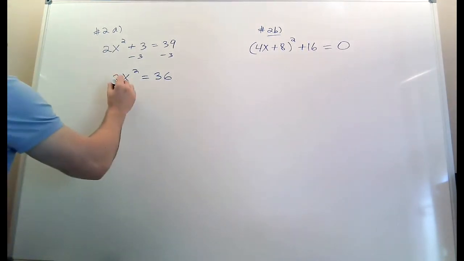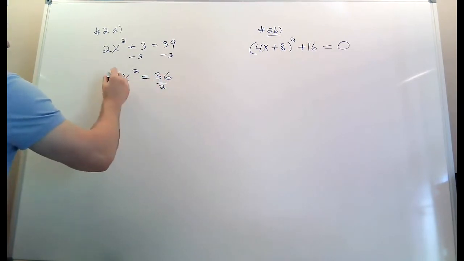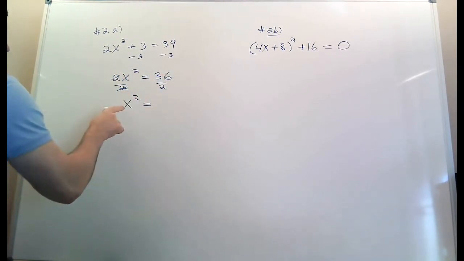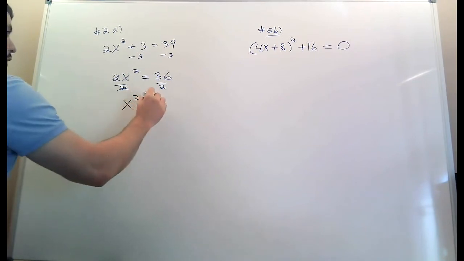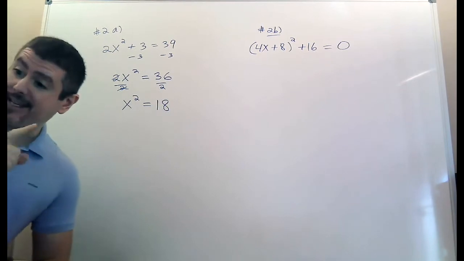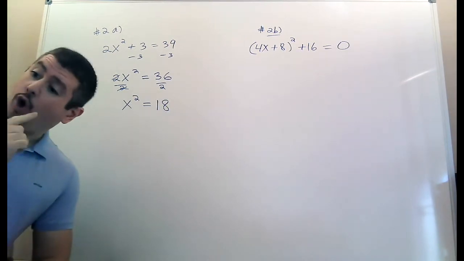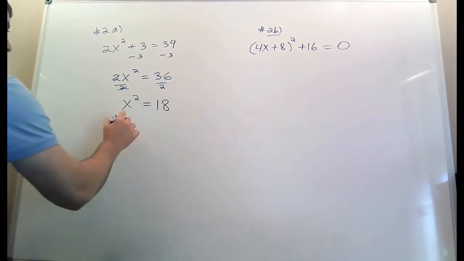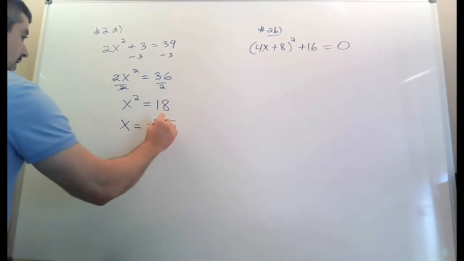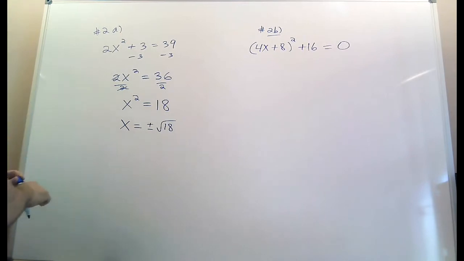And the problem is you have to divide that 2 away. And you need to do it before you do the square root. You cannot take the square root until this is all alone. So you divide the 2 away, and you get 18. Now, and only now, can you do the square root of both sides. Make sure you put your plus minus. I don't want to see it just magically pop up later in the problem.